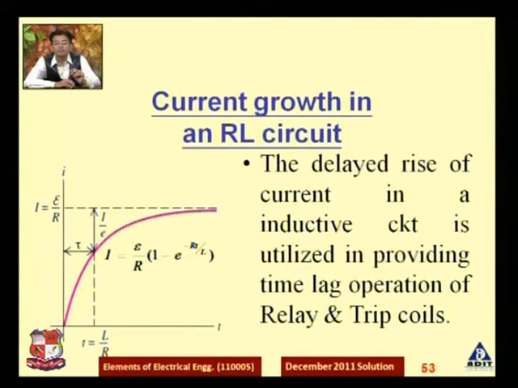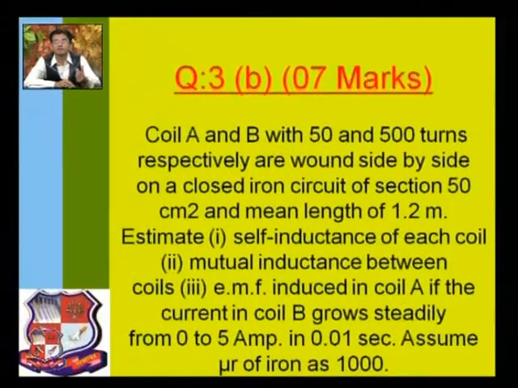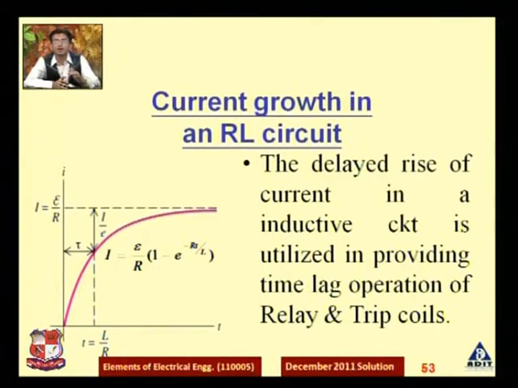See, you can say that there is some delay. So the delay of rise of current in an inductive circuit can be utilized in providing the time lag operation of a relay and a trip coil. So actually this concept is used when you are using an inductive circuit in a particular operation. As you have studied, there are some relays. What is the function of a relay? The relay senses the fault and sends the signal to the circuit breaker, right? So this time lag operation is there in your circuit.